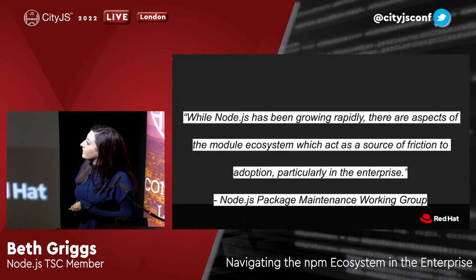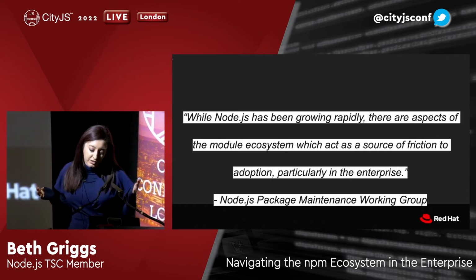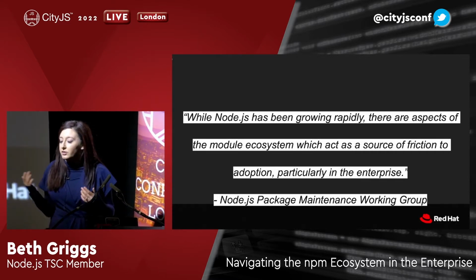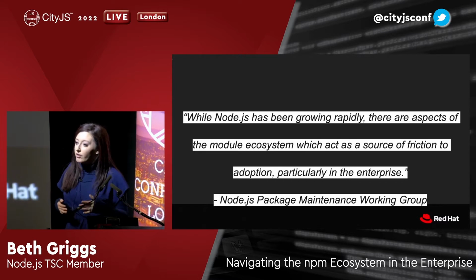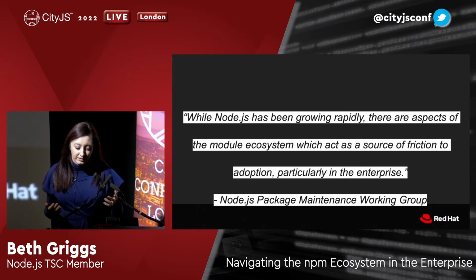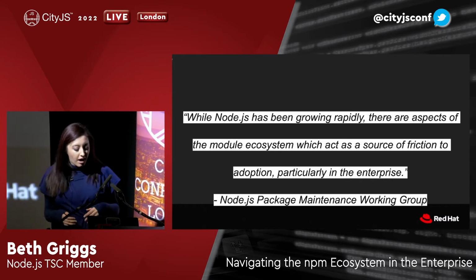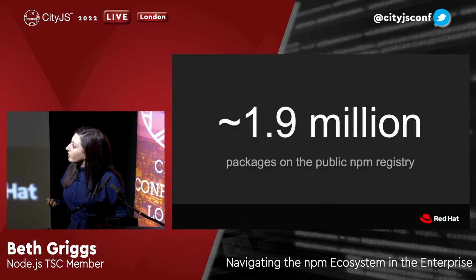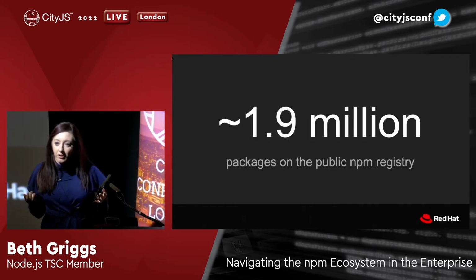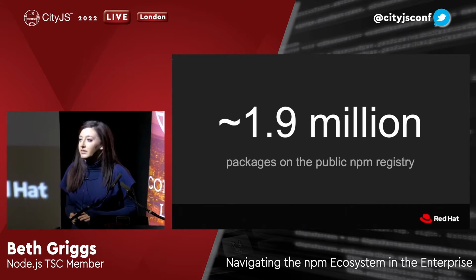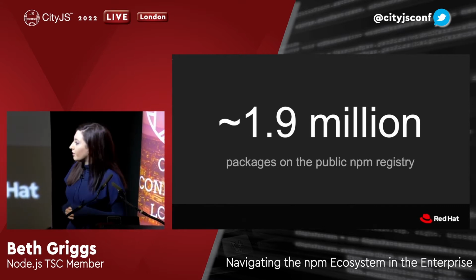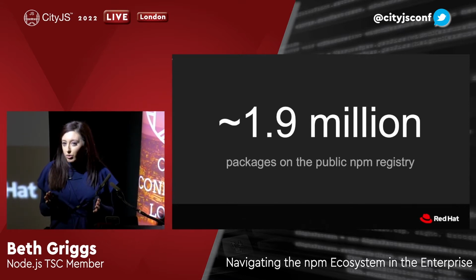So there's always been quite a lot of concern about the ecosystem, particularly in enterprises, as you can imagine. They're slightly behind the curve, so getting used to just downloading things off the internet takes some time. And they're quite right to be concerned. There's 1.9 million modules on the registry. That means there's a lot of really good choices out there, but also some potentially problematic choices.